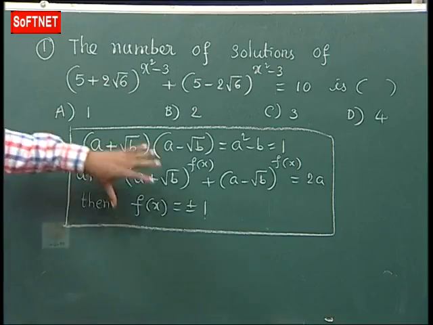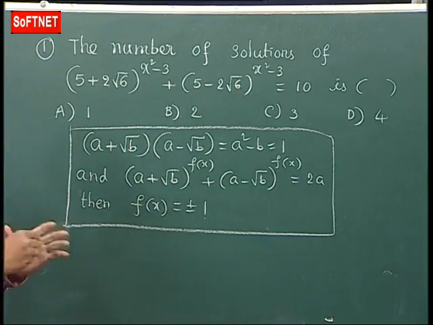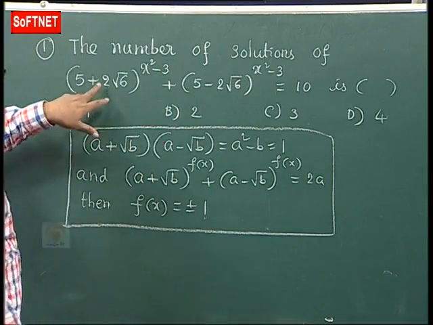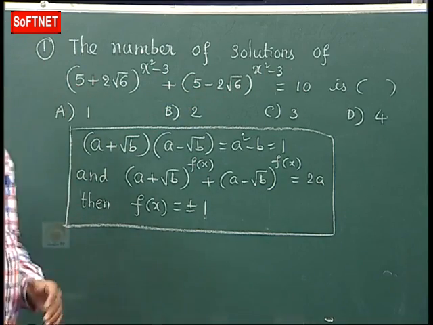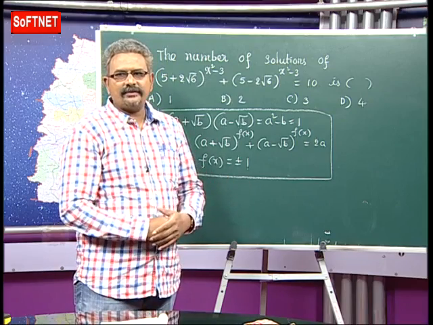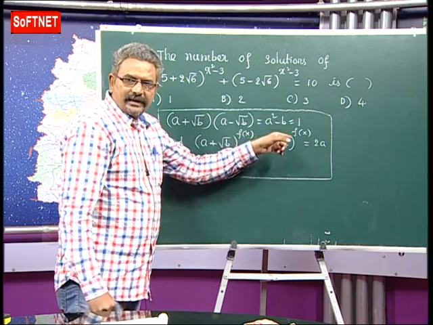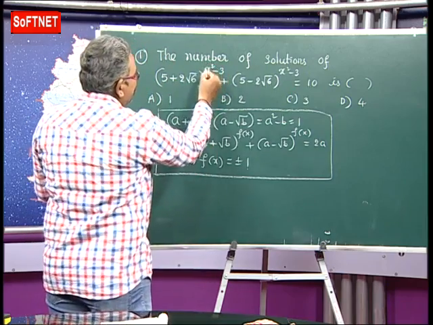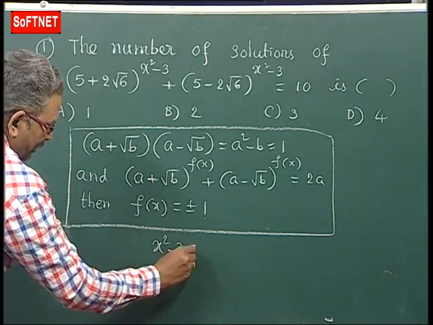Now according to this, 5 plus 2 root 6 plus 5 minus 2 root 6, just check it, you get 10. And the product of these two, 5 plus 2 root 6 into 5 minus 2 root 6, is 5 square, 25, minus 2 root 6 square, which is 24. 25 minus 24 is 1. So this condition is satisfied. Similarly the 2a condition is also satisfied. That's why this exponent must be equal to plus or minus 1. So we get x square minus 3 is equal to plus or minus 1.